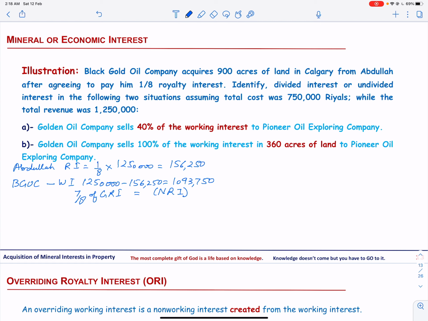Abdullah will not pay for any cost that Black Gold Oil Company will incur for exploration, development and production. Black Gold Oil Company has to bear the entire cost of 750,000.